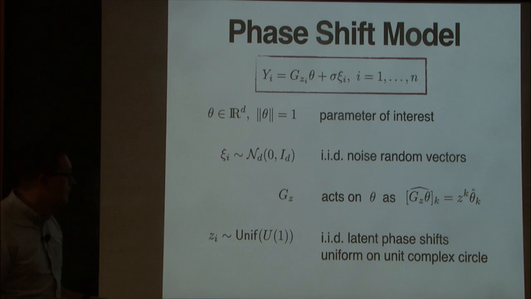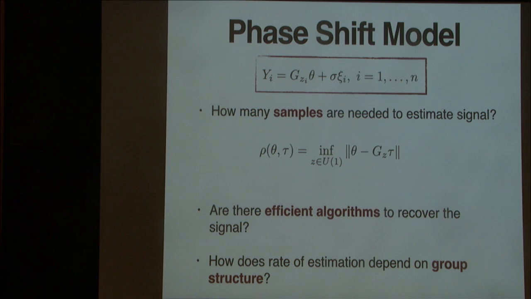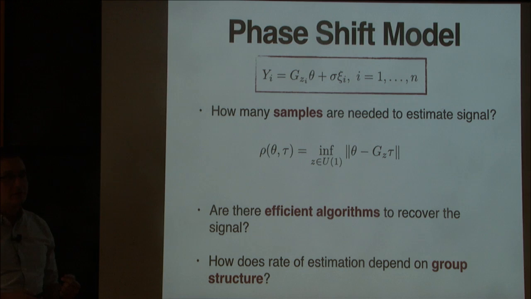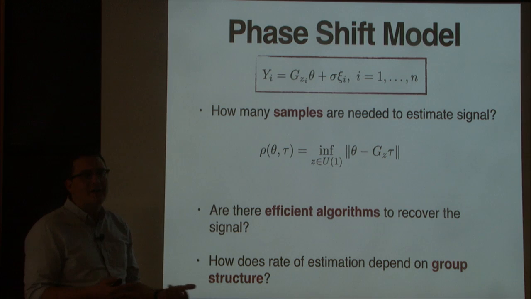And I'm actually a statistician, so there are some pretty obvious statistical questions that you may ask here. The first one is the so-called sample complexity, which is how many samples are needed to estimate the signal. And of course, implicitly, at a certain accuracy. Another way to put it is, given a certain number of samples, how close will my estimator be to the true signal? Now, I need to mod out this group action, because there's no way I can find the correct group action.